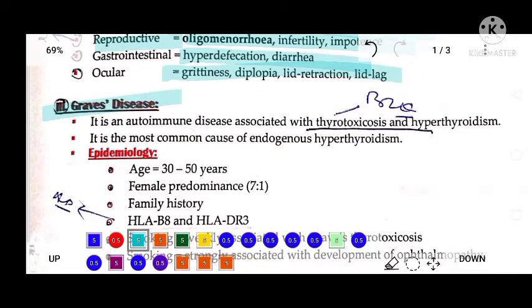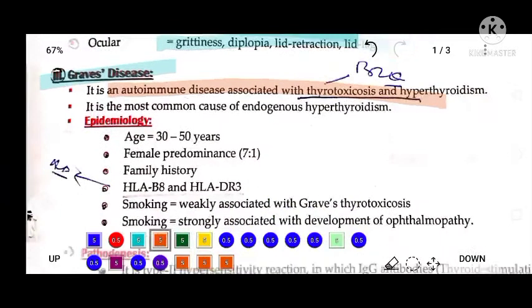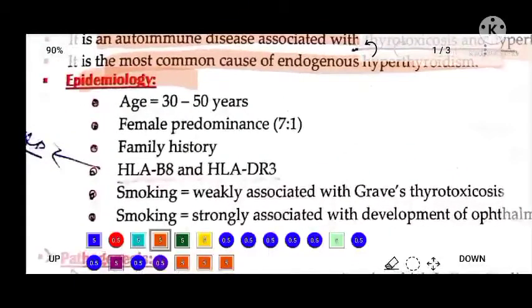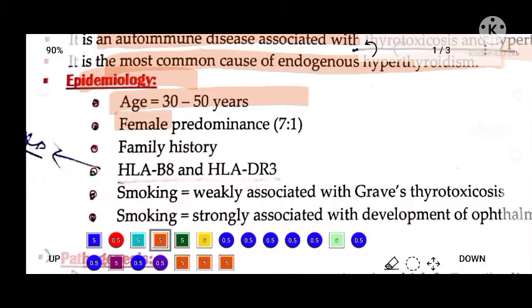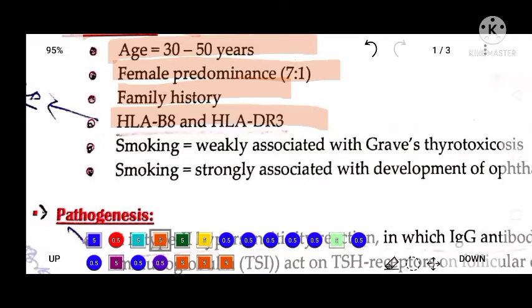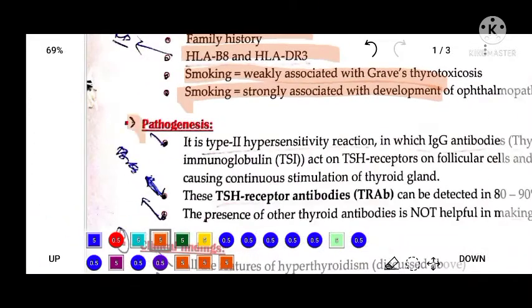So we will look at the most common disease of hyperthyroidism. That's Graves' disease, an autoimmune disease associated with thyroiditis and hyperthyroidism. In epidemiology, it occurs in patients 30 to 50 years old, with female predominance. Family history can give rise to this condition, and patients who are HLA-B8 and HLA-DR3 positive, and smoking patients, can develop Graves' disease.